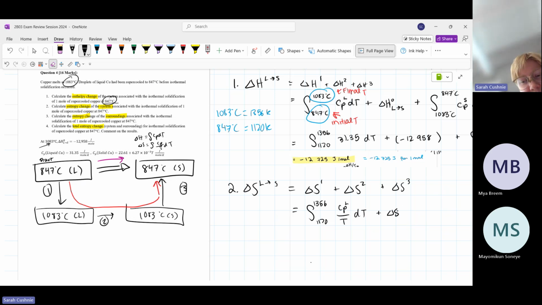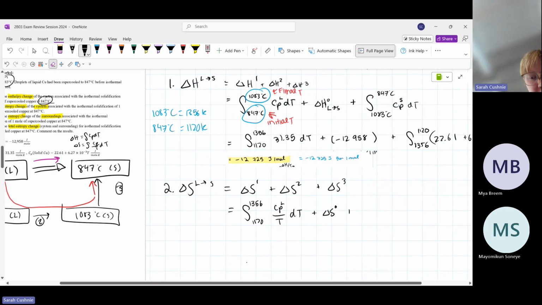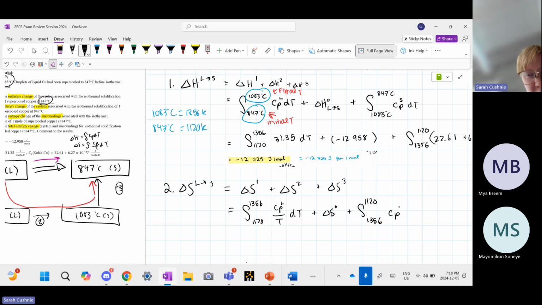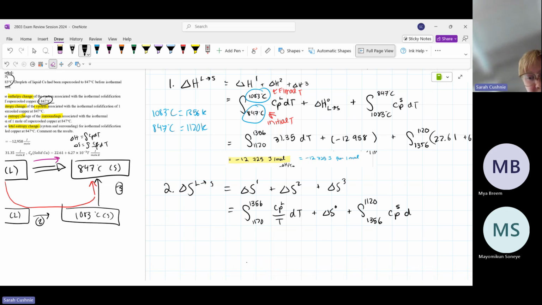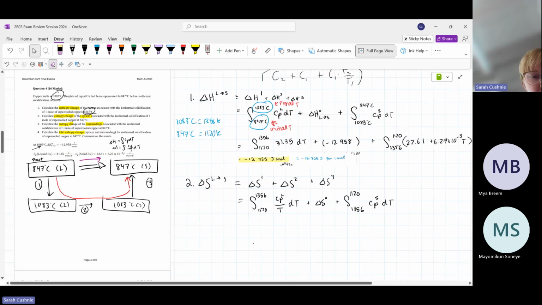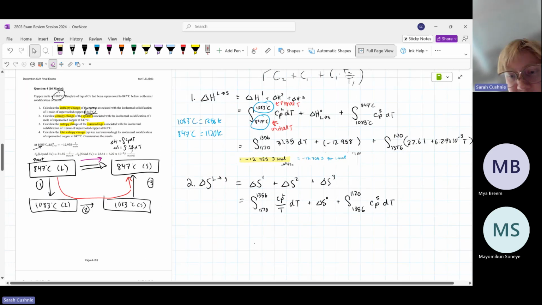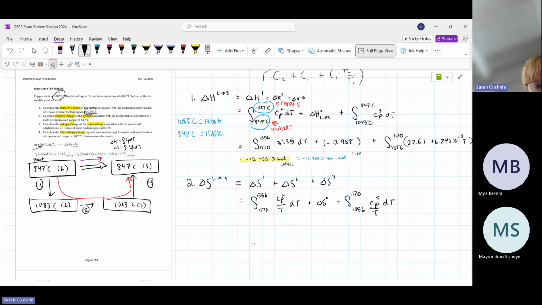And now we're going to have delta S of the phase change, and then we're going to have, from 1356 to 1120, Cp solid dT. So we have equations for Cp, Cp over T dT. We have equations for Cp, but the real question here is, what is this value? What is the change in entropy?